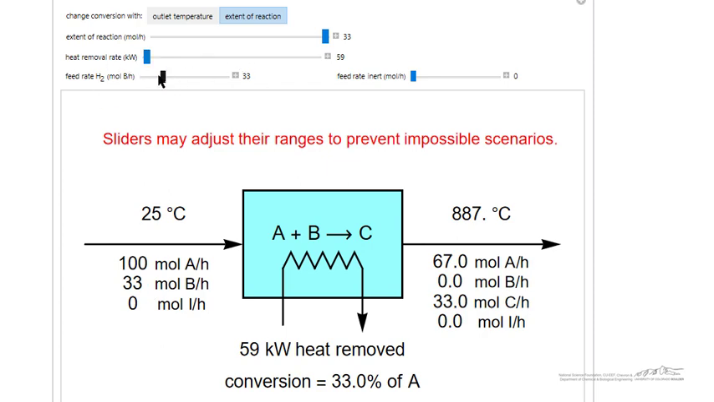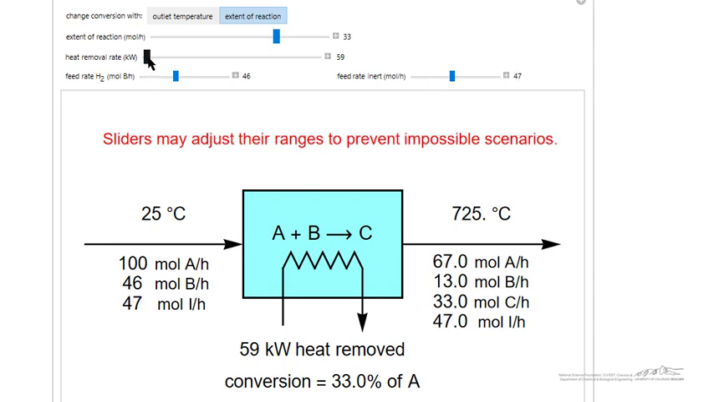So I'm going to increase the flow rate of B. I can also increase the flow rate of I, this is a capital I for inert. And this is going to affect the temperature because we have to heat up that inert. It's not involved in the reaction. It doesn't change the kinetics for this particular simulation because we're only looking at the mass and energy balances, and we assume kinetics stay the same.